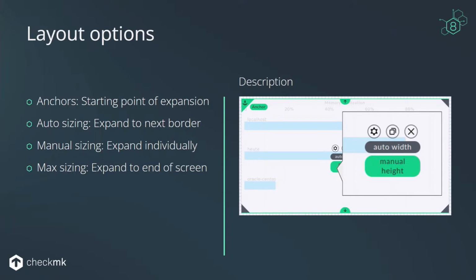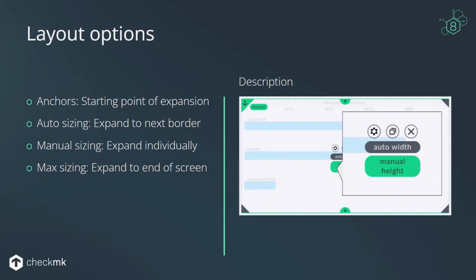Each dashboard element in Checkmk has an anchor. That's the green thing up here. So there's actually an anchor, and this anchor tells you from which point a dashboard element is expanding, to the right and to the bottom in this case.